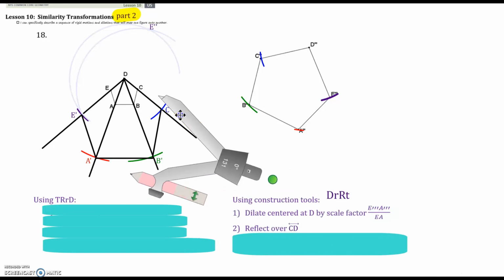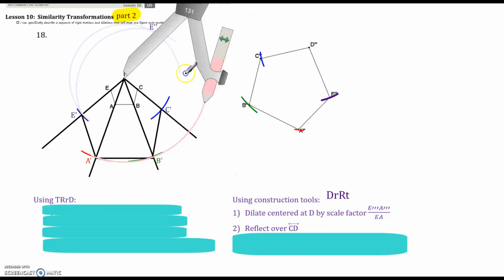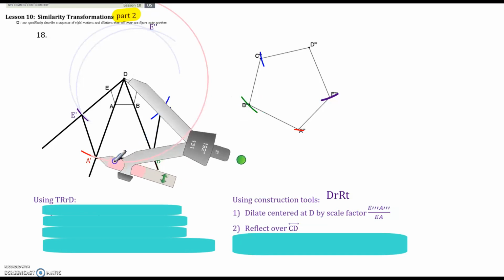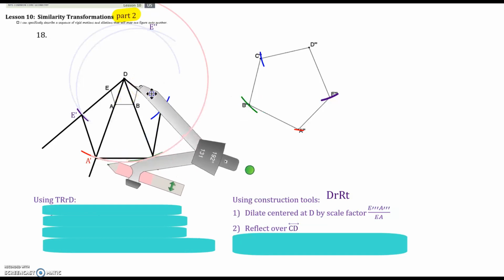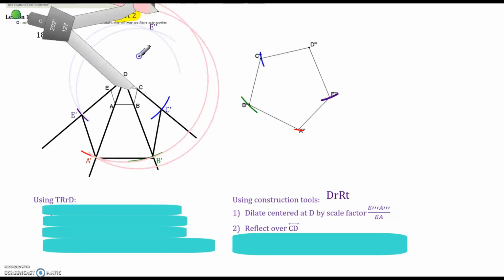Next, I'm going to reflect point A prime over. So I'm going to measure how far away point A prime is from point D, and I'm going to swing that around to the other side. And then I'm going to measure how far it is away from C as well, just like I did with D. And once I get that measurement, I'll swing that one over too. And then where they cross on the other side is where A double prime goes.